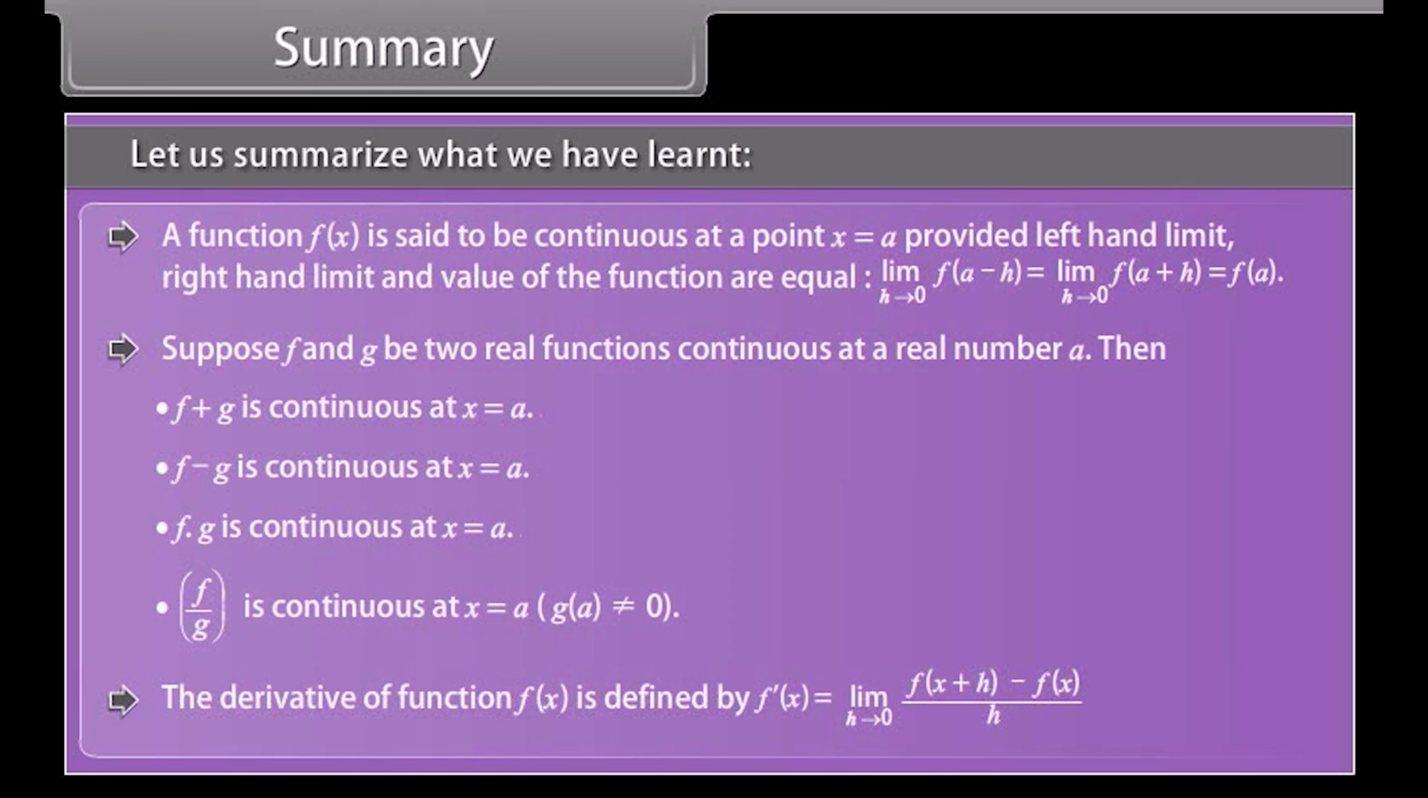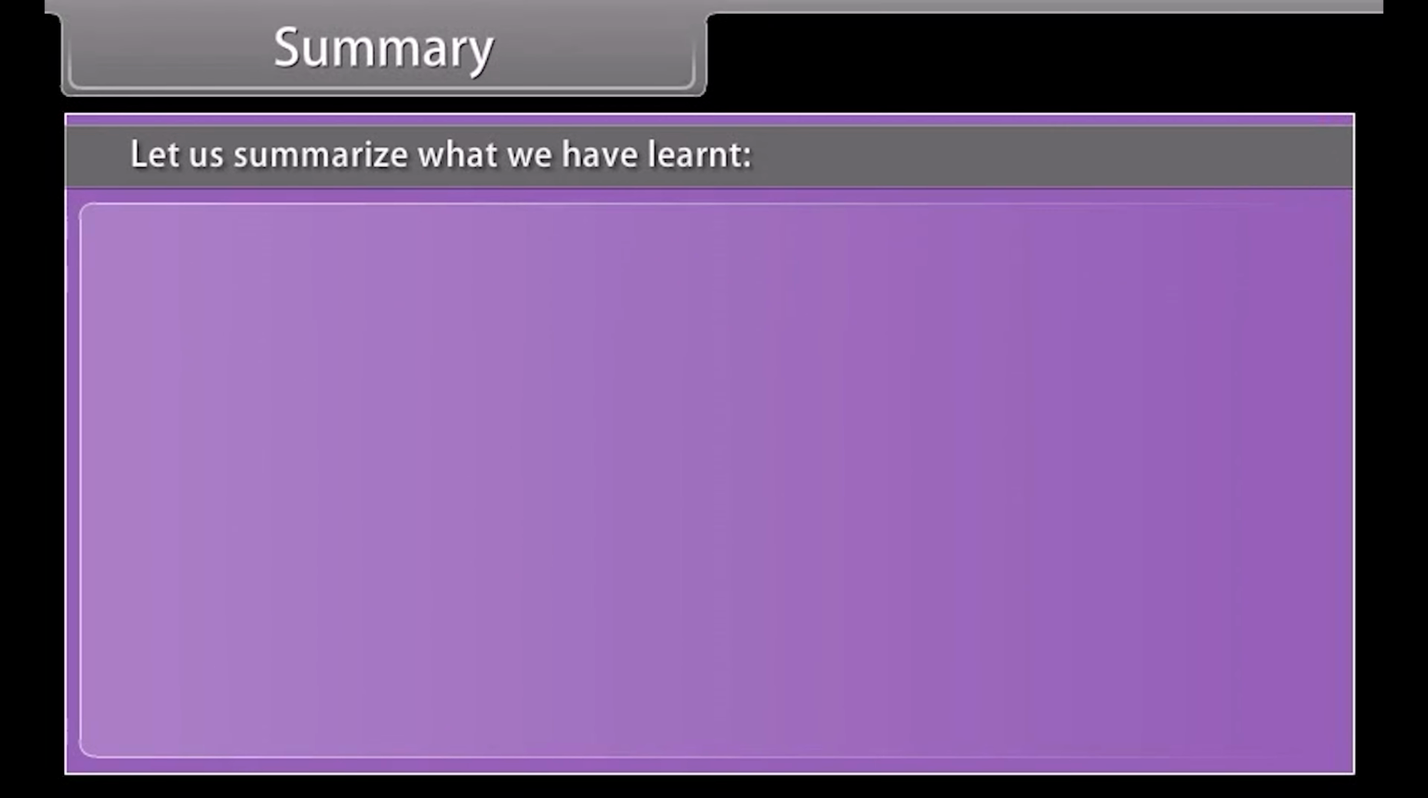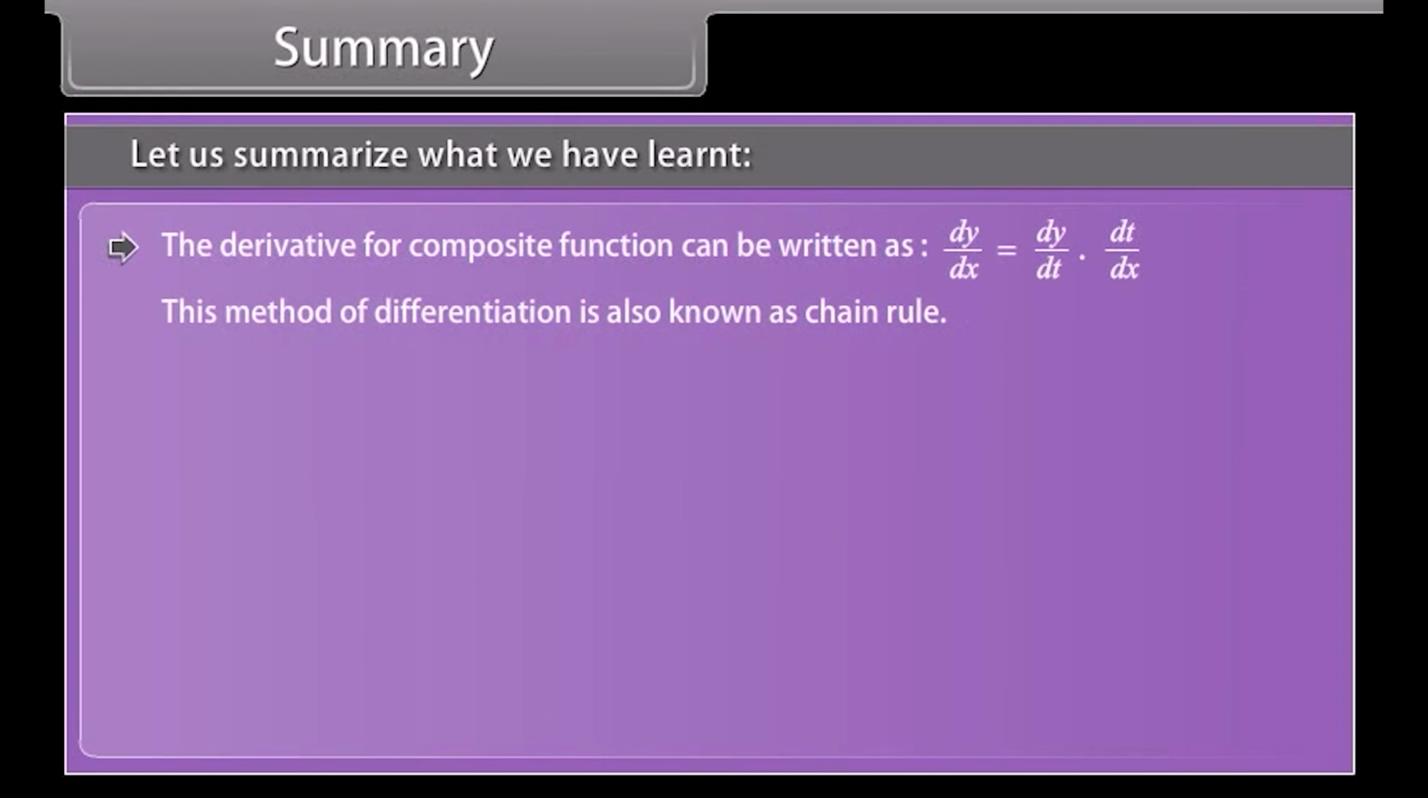The derivative of function f of x is defined by f dash x is equal to limit h approaches 0 of f of x plus h minus f of x divided by h. The derivative of composite function can be written as dy by dx is equal to dy by dt into dt by dx. This method of differentiation is also known as chain rule.